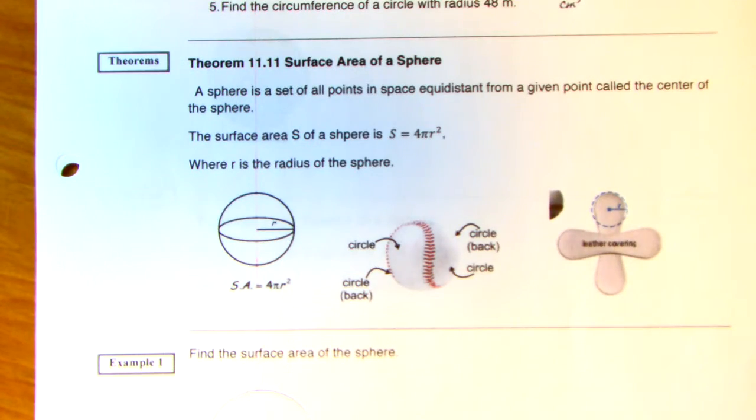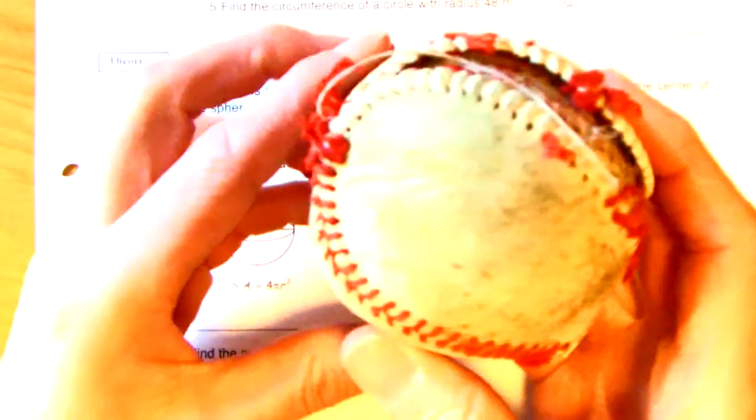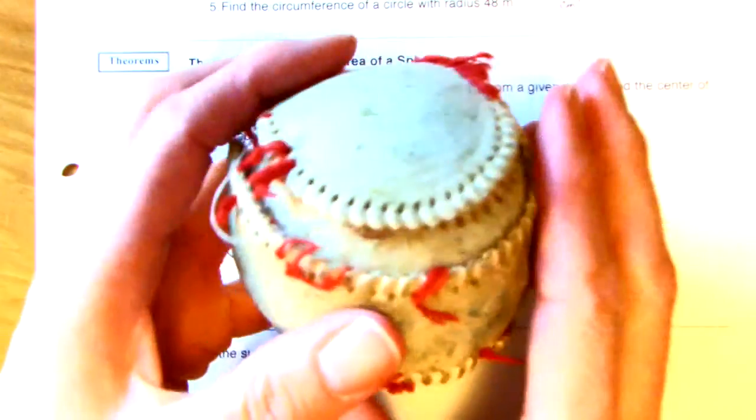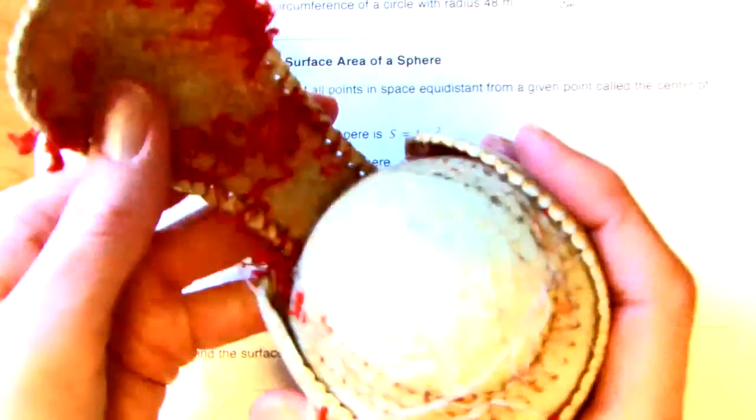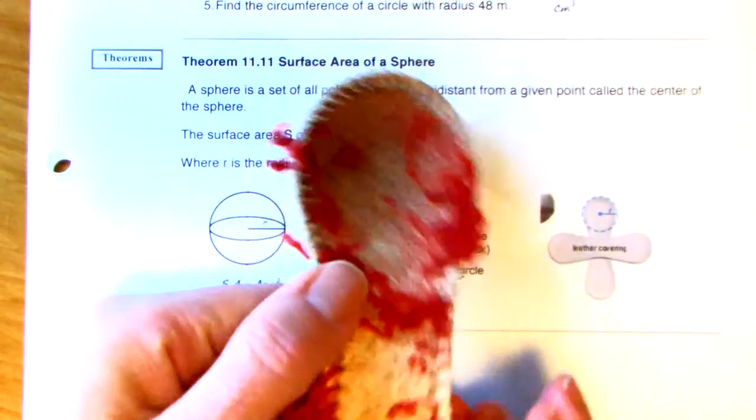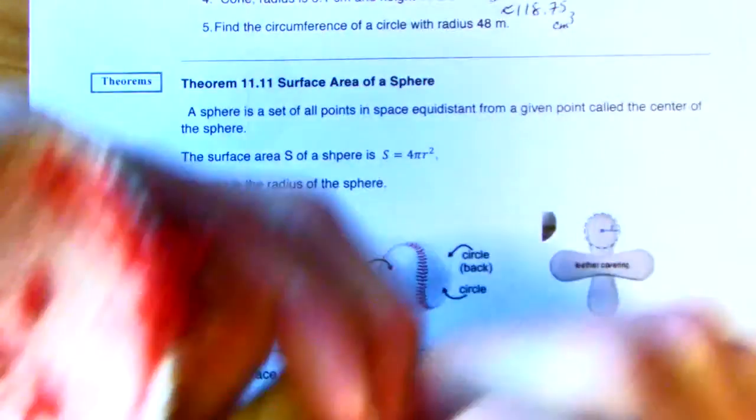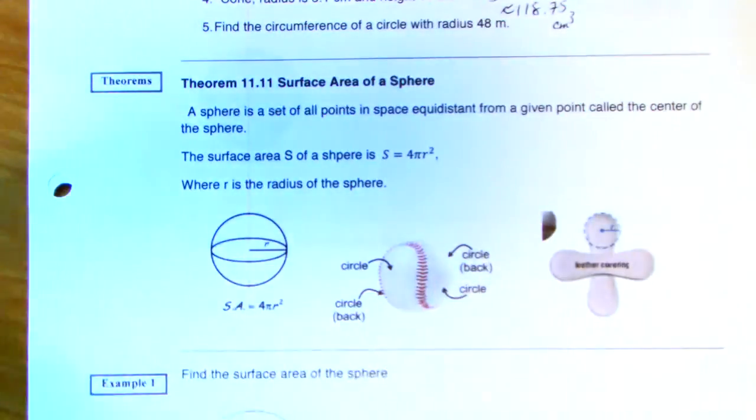Alright, so surface area of a sphere. Now what's kind of cool is, let's think of a baseball. Well, I happen to have a baseball here. And let's rip this bad boy open. Look at that. This is like a circle. And then if I take the ball out, this is not completely ripped open. JD had a fun time with this. I don't know if he wants me to rip it open, but here we go.